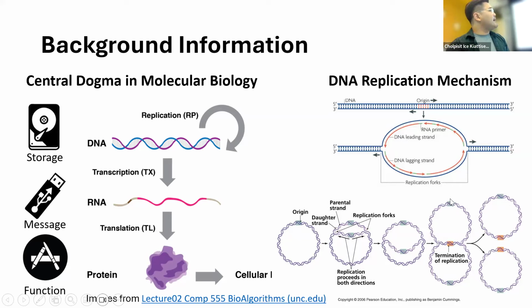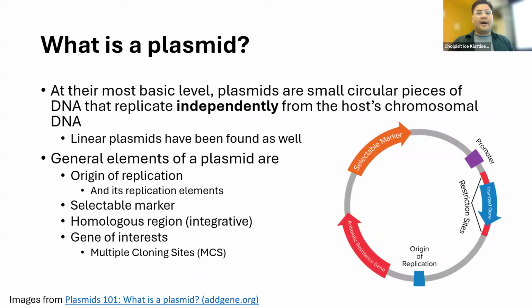It might be hard to see right here, but this is written as ORC, which is origin of replication. In bacteria, there will be just one origin of replication. And when it finishes the replication, it will stop at this termination region, and you have two copies. So when you look at it this way, it's very similar to what I'm going to show you next in the plasmid system.